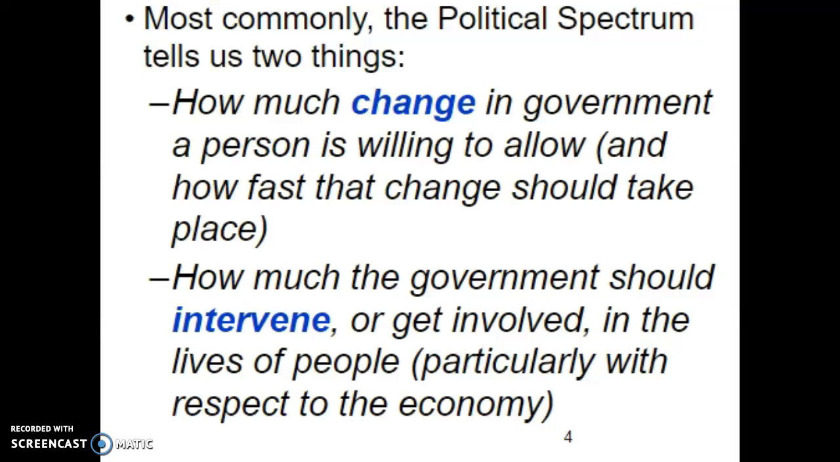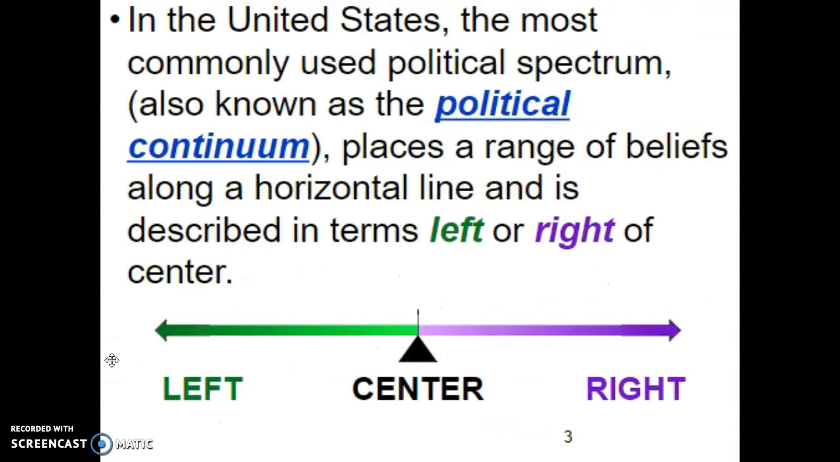All right, so most commonly the political spectrum tells us two things: how much change in government a person is willing to allow, and how fast that change should take place. And then also how much the government should intervene or get involved in the lives of the people, particularly with respect to the economy. And so again, if we look back at our spectrum here, the Democratic Party is going to want more government regulation. They're going to want more involvement from the government, whereas the Republican Party is going to want less involvement, and they're not going to be as open to change either.